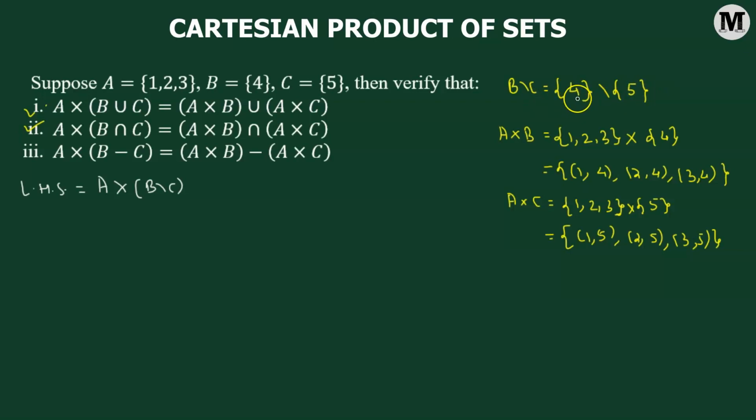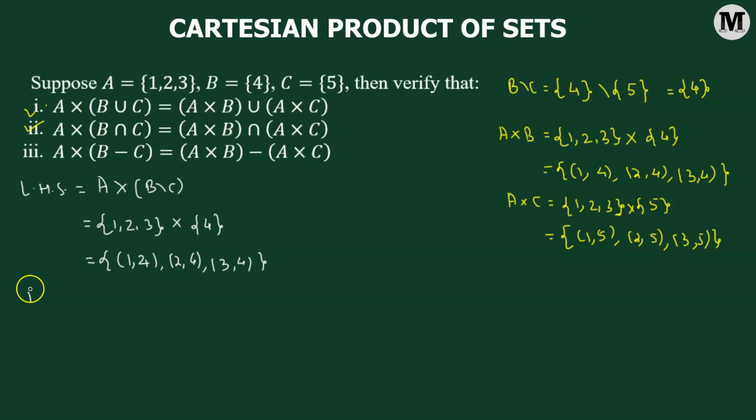Now since B contains only 4 and that 4 is not present in the set C, this is simply going to be the set containing a single element, which will be 4. So we are going to find the Cartesian product of the set A containing the elements 1, 2 and 3 with the set B minus C, which contains the element 4. Fine. So we'll get 3 ordered pairs. One will be 1, 4. Next will be 2, 4, and then we have 3, 4. Fine. Next, we come to the right hand side.